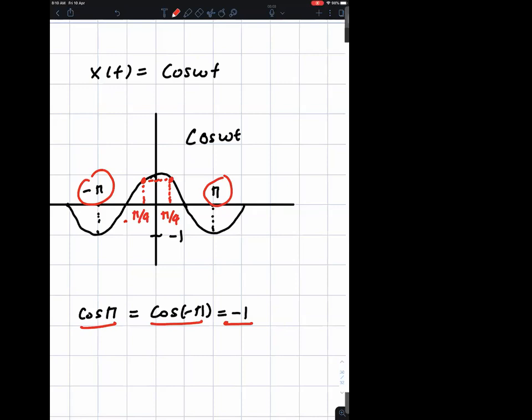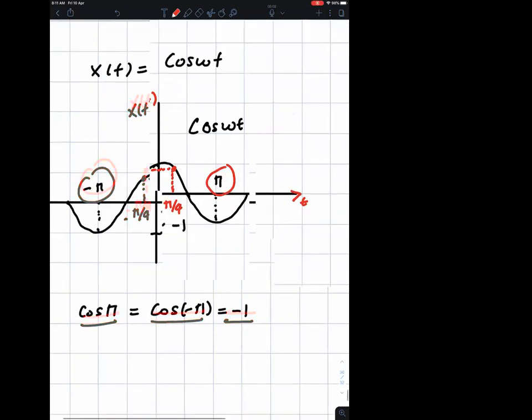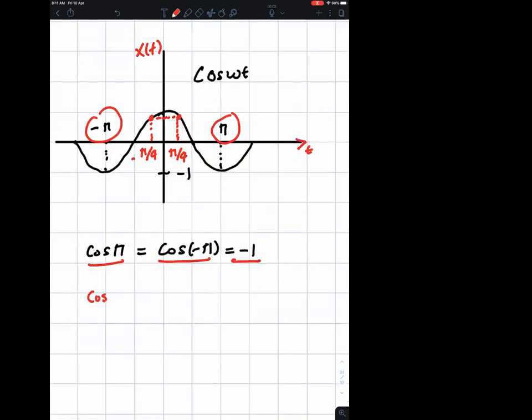You get the same y value. You may call this x(t). This is t. So you get the same x(t) value at plus minus pi. Similarly, like cosine minus pi over 4 is cosine pi over 4.